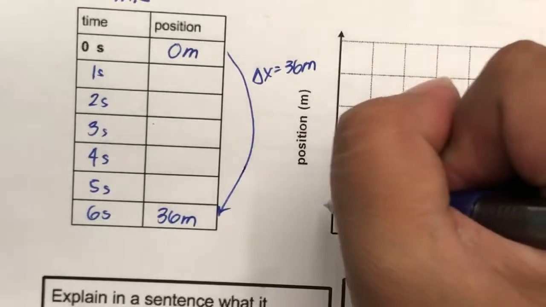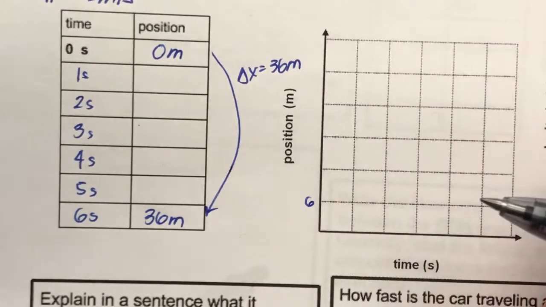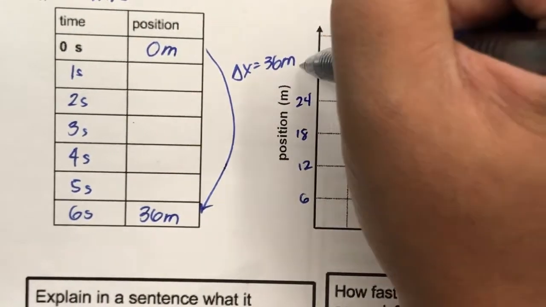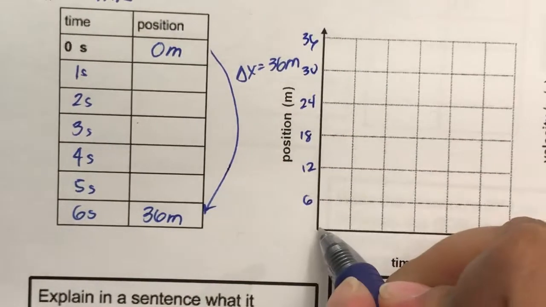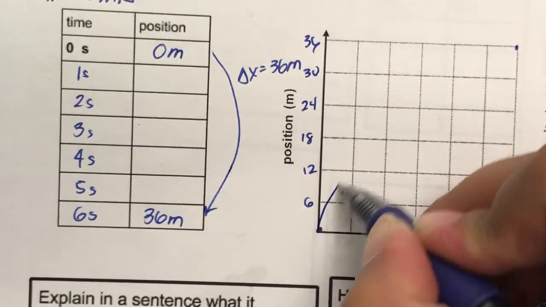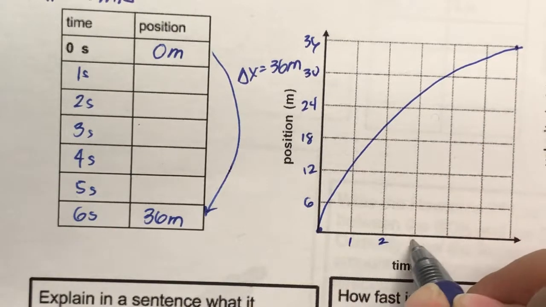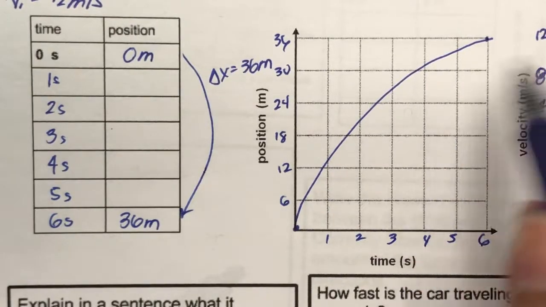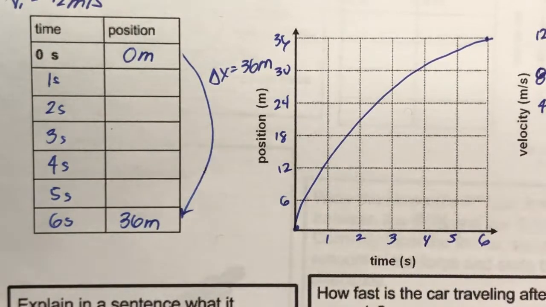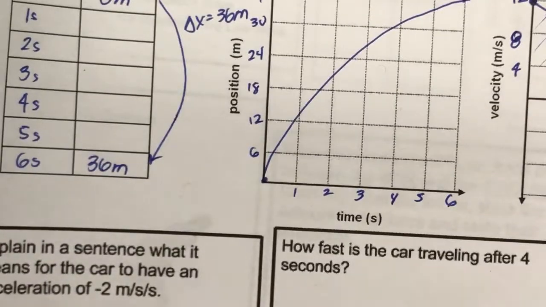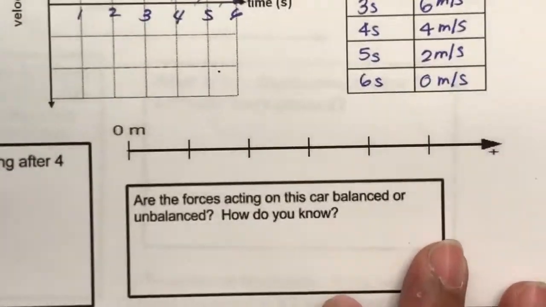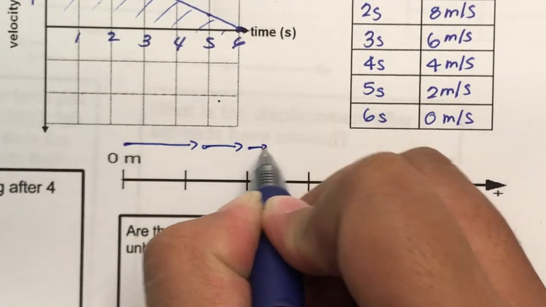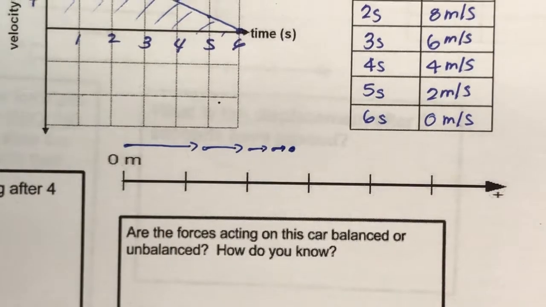And we're going to also go by 6s here: 6, 12, 18, 24, 30, 36. Okay, and we're just going to go with the general shape. It's not totally accurate, but this is going to be sufficient for you. All right, and then for our motion map, it looks like it is slowing down.